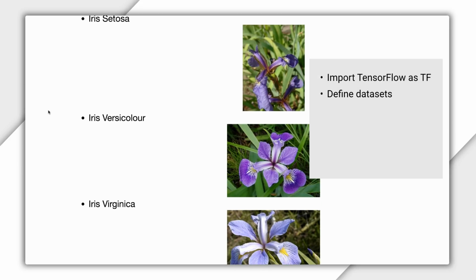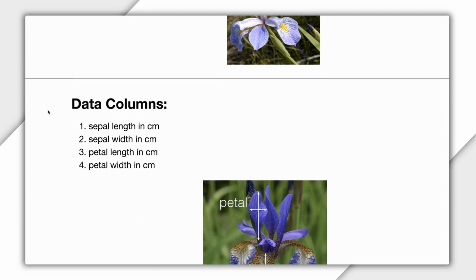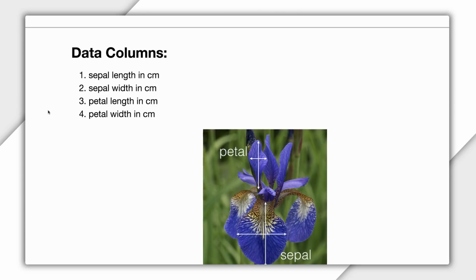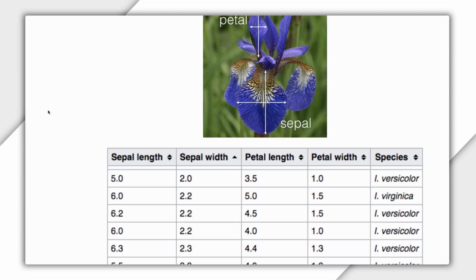Now, I'm not sure I could pick out an iris flower from a field of roses, but our model is aiming to distinguish iris setosa, iris versicolor, and iris virginica. We have a dataset of measurements of the height and width of these flowers' petals and sepals. These four columns will serve as our features.